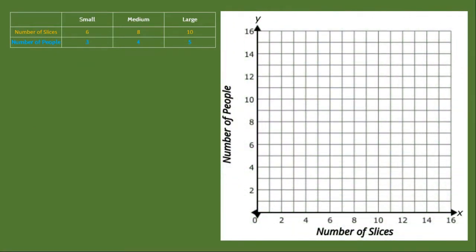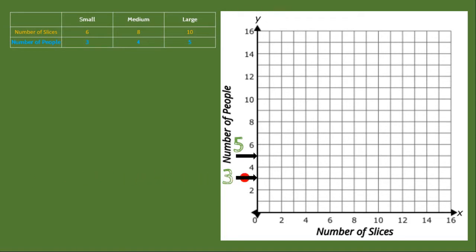So we have our graph. On the x-axis, which is at the bottom, we have number of slices, and on the y-axis, the vertical line, we have number of people. Remember that this graph has 0, 2, 4, 6, 8, 10, 12, 14, 16 as the numbers that are written on the graph. But that does not mean we don't have other numbers in between. So for example, in the y-axis, we can derive that in between 2 and 4 is the number 3, and in between the number 4 and 6 is the number 5, and so on.